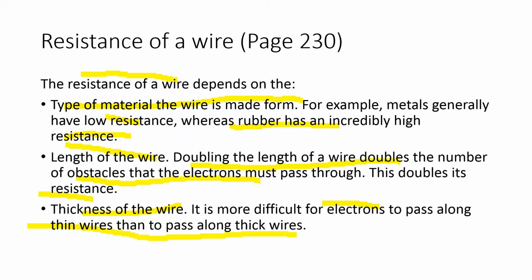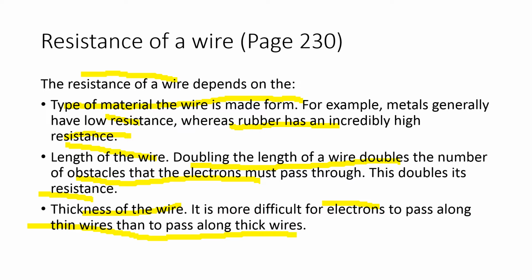Alright, so in general, the resistance will depend on the type of material. If the material is highly conductive, it will have low resistance. A material that is not very conductive will have high resistance. Length of the wire: the longer the wire, the more time the electrons need to spend in the circuit, which means the greater the amount of resistance. Thickness of wire: it is more difficult for electrons to pass along a thin wire than along a thick wire. So the thicker the wire, the lesser the resistance.